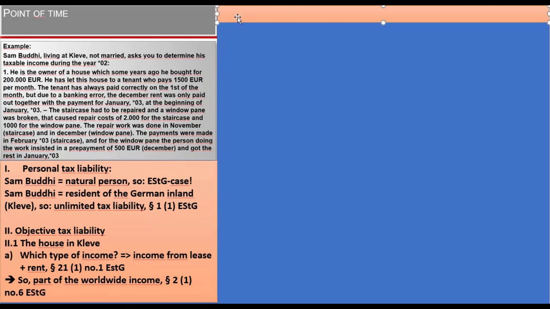And after we have got this, the next question we can pose ourselves is, which tax base do we need? Is it the profit or the surplus? And we need the surplus of revenue over expense. And if we need a proof for that, this is paragraph 2, section 2, number 2 ESTG.